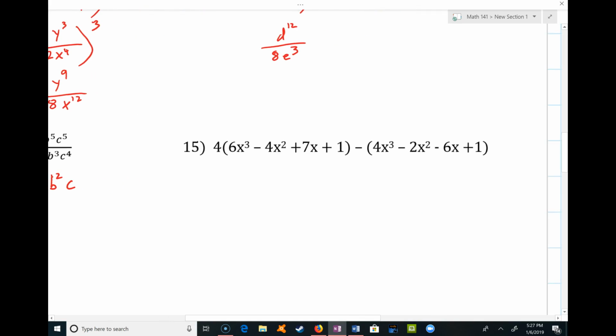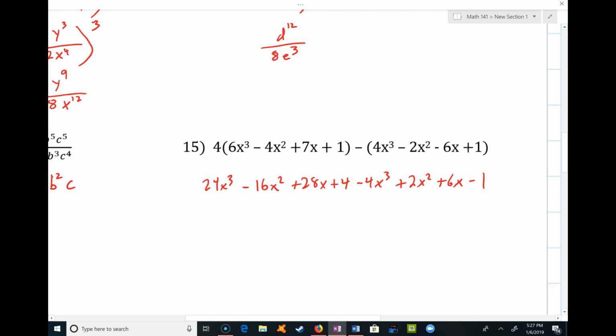Here's another distributive law application. So got to distribute that 4. So that would be 24x cubed minus 16x squared plus 28x plus 4. So that's that first parenthesis. Second parenthesis, I'm just going to distribute the negative, so that would be a minus 4x cubed plus 2x squared plus 6x and minus 1.